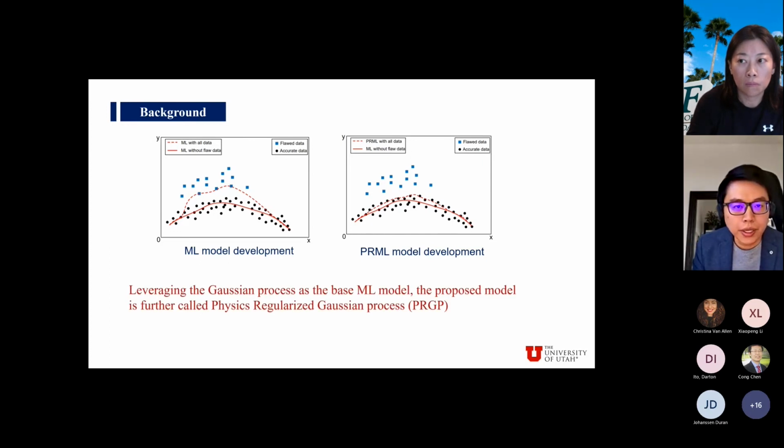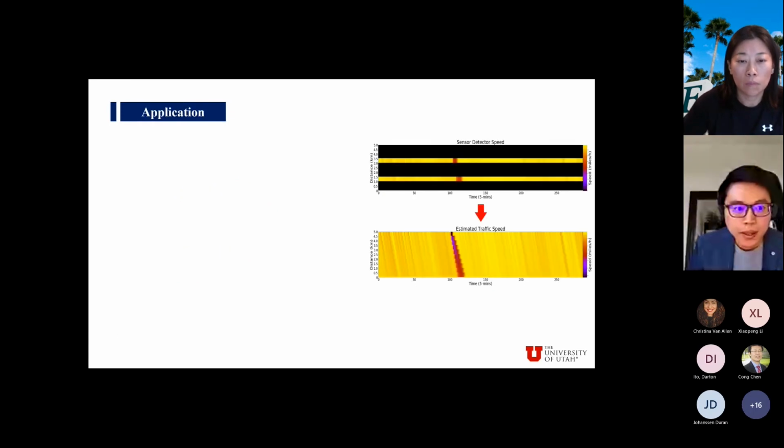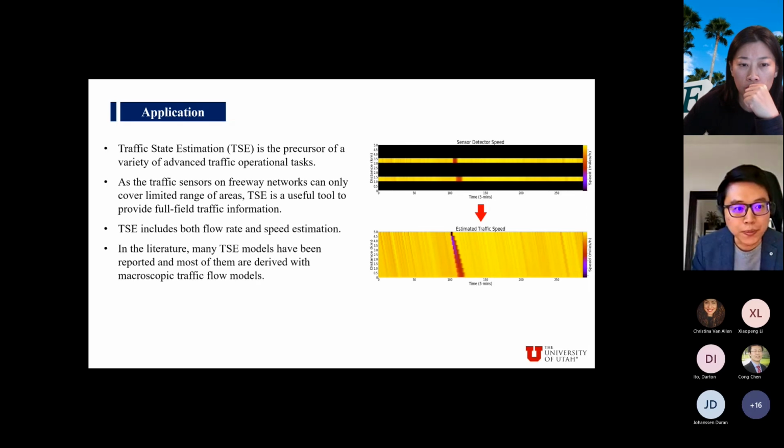Okay, so in this study, when we talk about machine learning, there are so many machine learning models available. In this study, we leverage the Gaussian process as a base machine learning model. This model is further called FTSS regularized Gaussian process, PRGP. Here I would like to start to talk about the theory with one specific application in traffic state estimation. Traffic state estimation, TSE for short, is a first step of many traffic operation tasks in smart mobility systems.